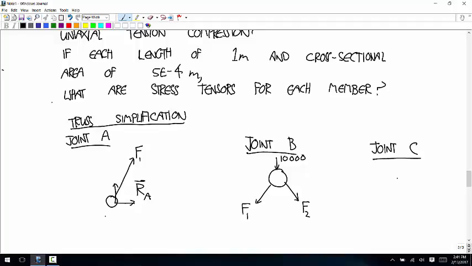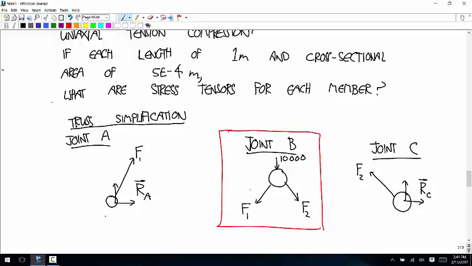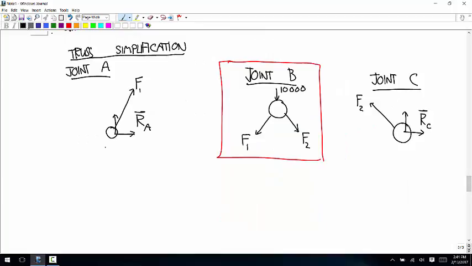And then at joint C, we have the reaction at C, and then this force F2 pulling on the pin. And all we're trying to find is F1 and F2, which means that if we use Newton's second law for this pin, that gives us enough information to solve what we want. So instead of isolating a member now, we're isolating a pin.